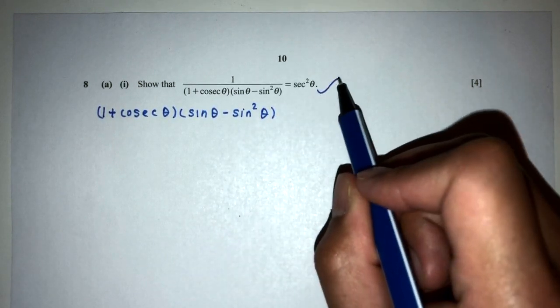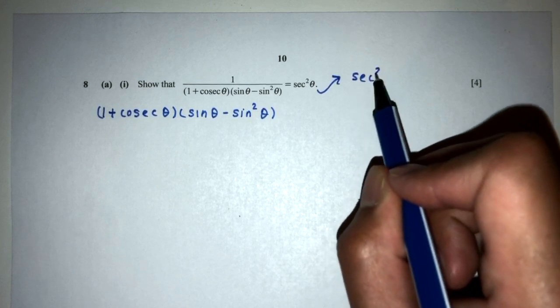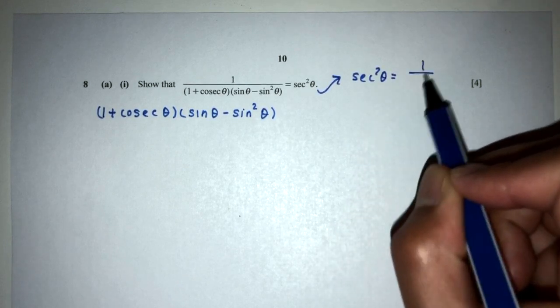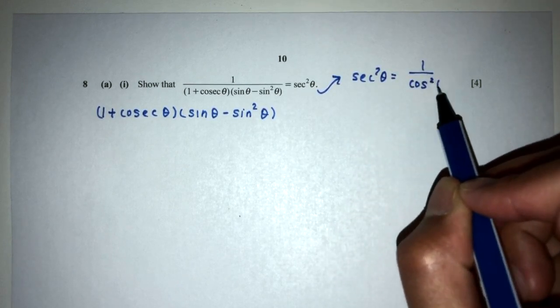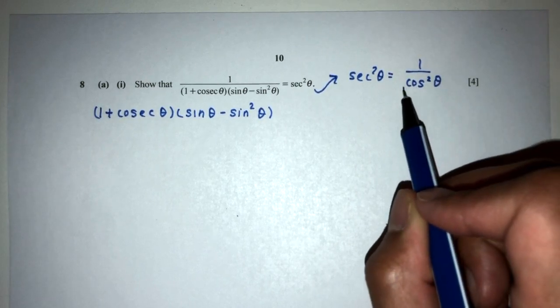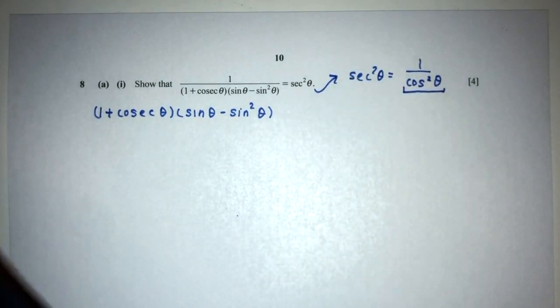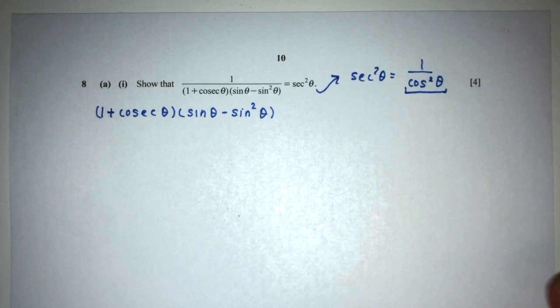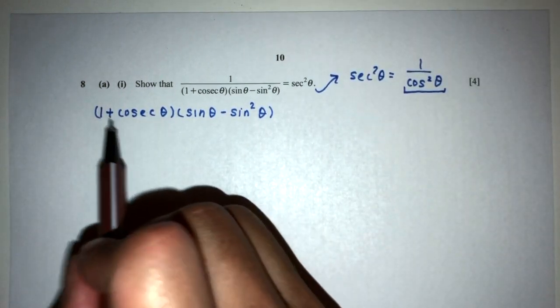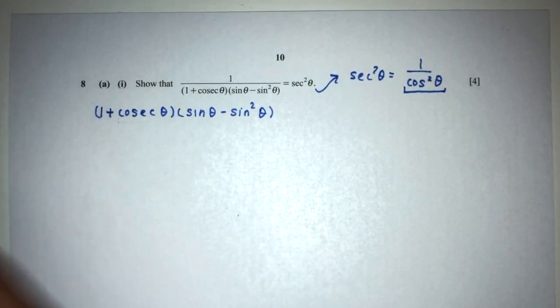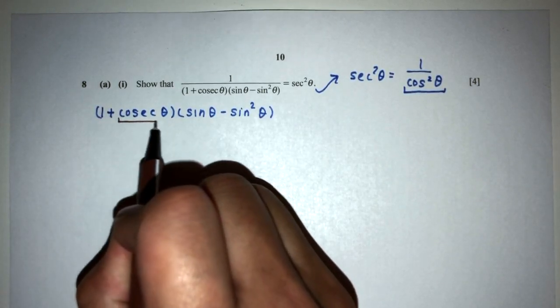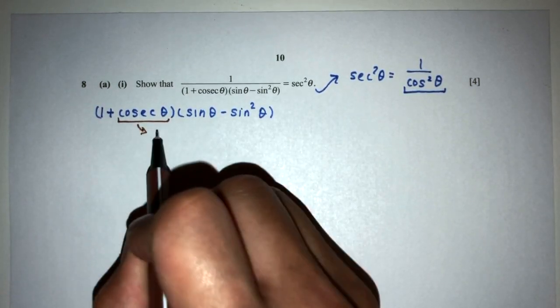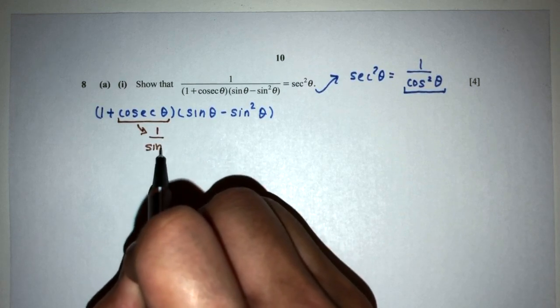Now, what is sec square theta? We know it is 1 over cos square theta. So the goal is to make the base in terms of cos, right? So let's see how we can do that. Let's try to simplify first. What is the term of cosec theta? We have to know it is simply 1 over sine theta.